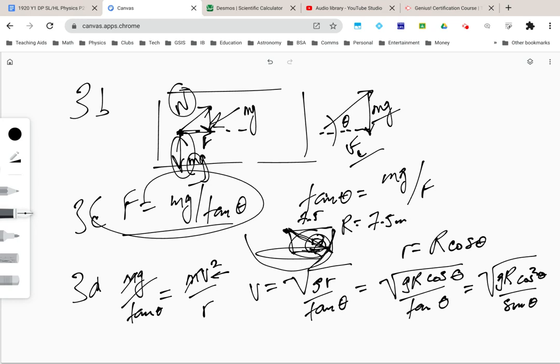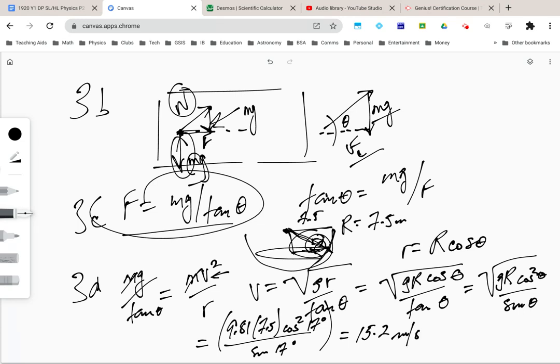So this expression here is going to tell me what my velocity is. Plugging this all in, I'll go to exponent form now. We've got g, 9.81, times big R, the radius of the bowl, 7.5 meters, times the cosine of 17 degrees, we're in degrees here, squared, over the sine of 17 degrees. If you plug all this into your calculator, you should get something in the neighborhood of 15.2 meters per second.